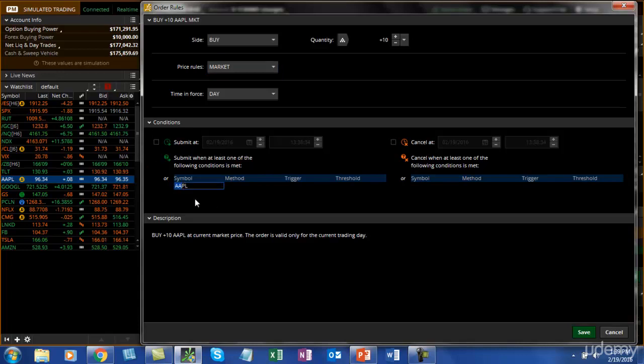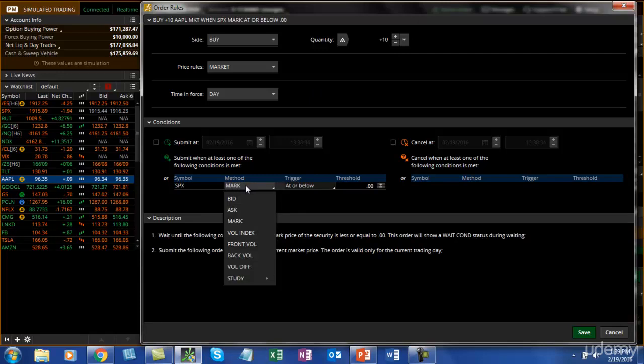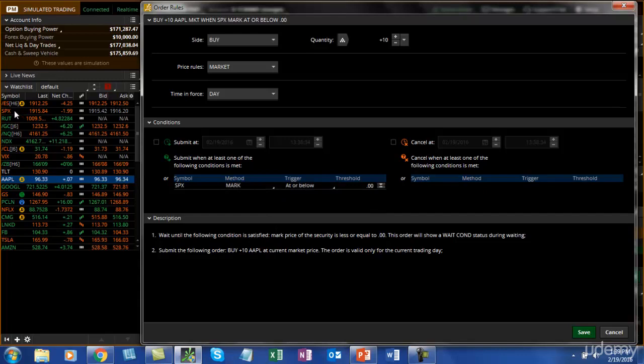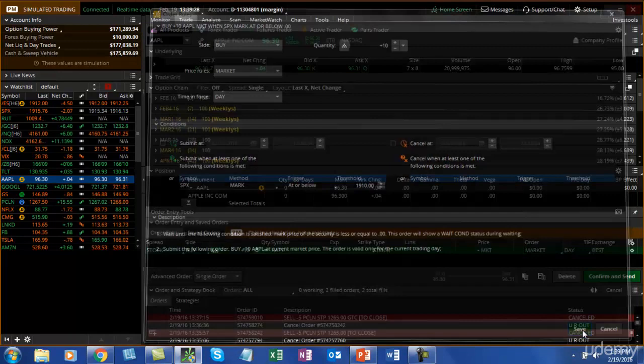So if you wanted to say, I want to buy 10 shares of Apple when the SPX mark price, mark is the midpoint, is at or below. Right now, the SPX is at 1915.83. Let's say at or below 1910. Okay, so when the SPX falls to 1910, this order will get triggered and it will buy 10 shares of Apple at that time. So let's go ahead and save this.